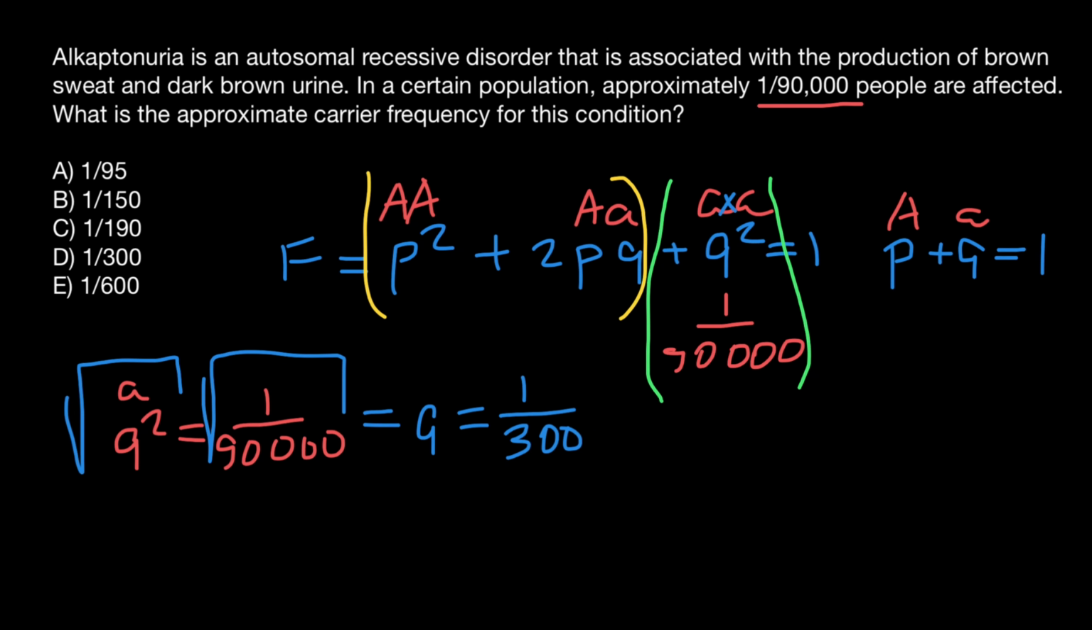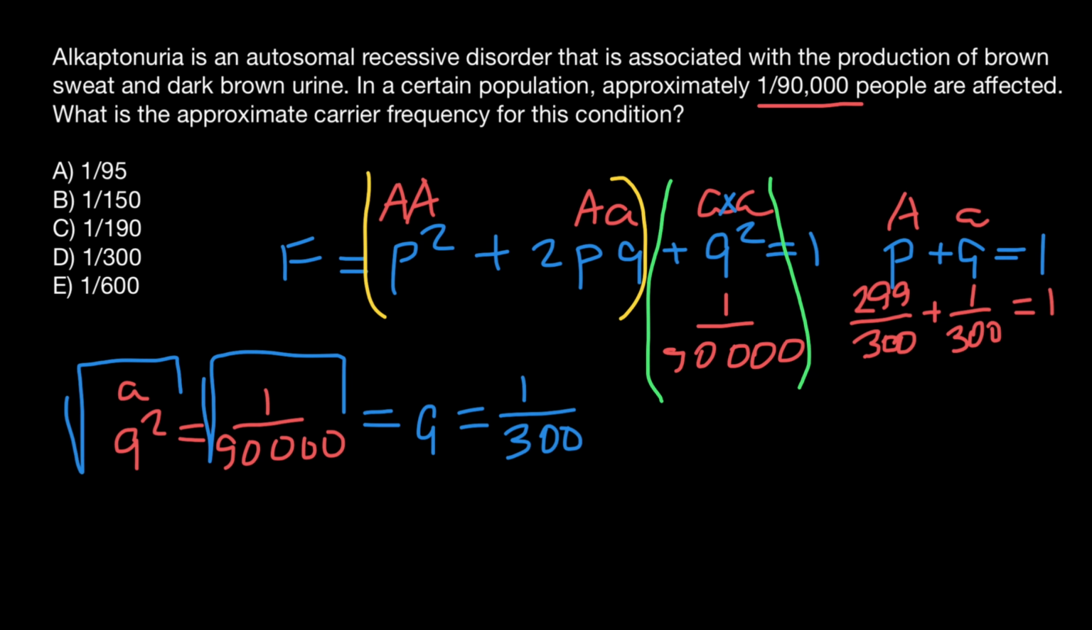1 out of 300. Now, if we know the frequency of the recessive allele, which is 1 out of 300, we instantly know the frequency of the dominant allele, which is 299 out of 300. If we add these two frequencies, we get 1, or 100%, because this gene pool consists of only these two alleles.